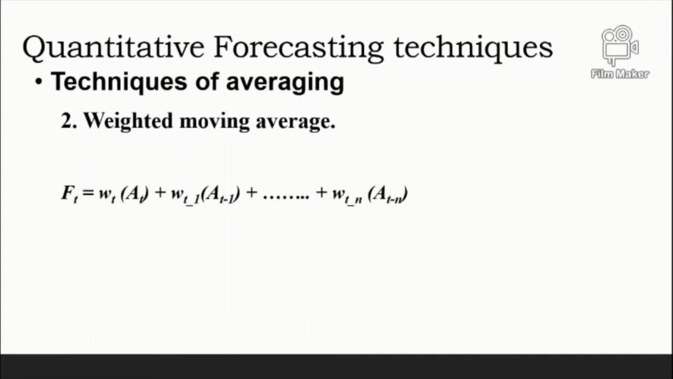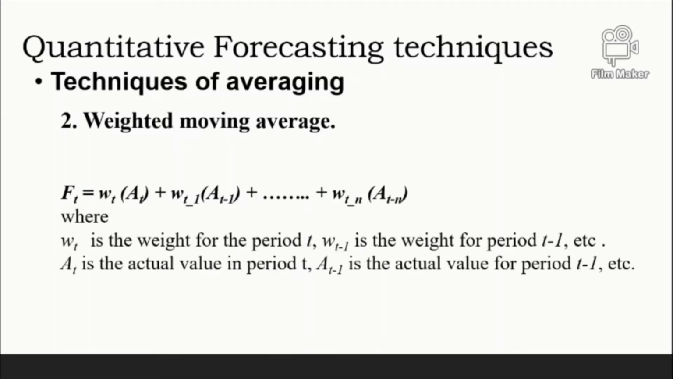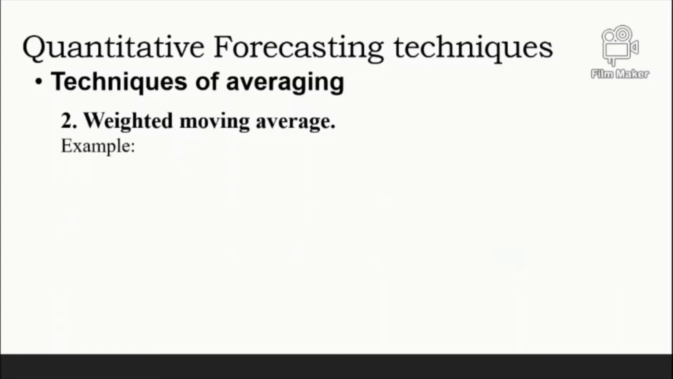The weighted average forecast is calculated using this equation. Ft equals Wt multiplied by At plus Wt minus 1 multiplied by At minus 1 plus Wt minus n multiplied by At minus n, where Wt is the weight for the period t, Wt minus 1 is the weight for period t minus 1, etc. At is the actual value in period t, At minus 1 is the actual value for period t minus 1, etc. Example for calculating the weighted average forecast.